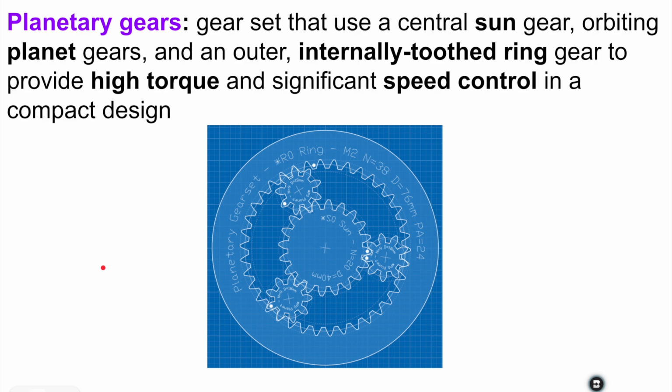Planetary gears are a gear set that uses a central sun gear. So that's this right here. You can see where it says sun. And then it has orbiting planet gears, which are these three right here, and an internally toothed ring gear to provide high torque and significant speed control in compact designs. So one of the key things with planetary gears is you get this high torque.